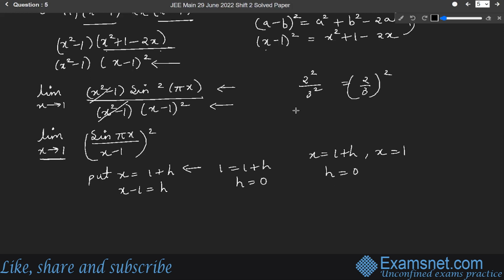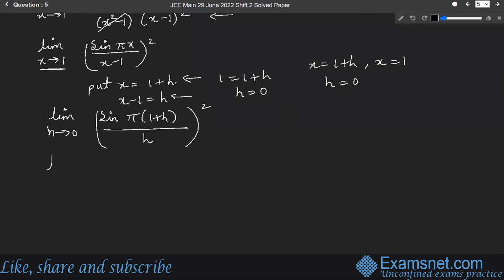Okay. So the limits will also change now. Limits will be h tending to 0. And now you can see that we have sine pi x. In the place of x, we have to put 1 plus h. So sine pi(1 plus h) divided by x minus 1. Okay. What is x minus 1? It is equal to h, because we have supposed x equals 1 plus h. So x minus 1 will be equal to h, and we have whole square, right? Now let us further simplify it. It will be limit h tending to 0 of (sine pi into 1 plus h, that is pi plus pi h, right? Divided by h) whole square.